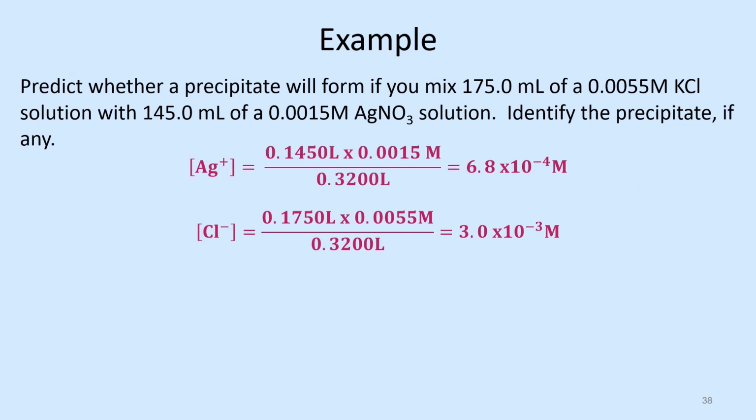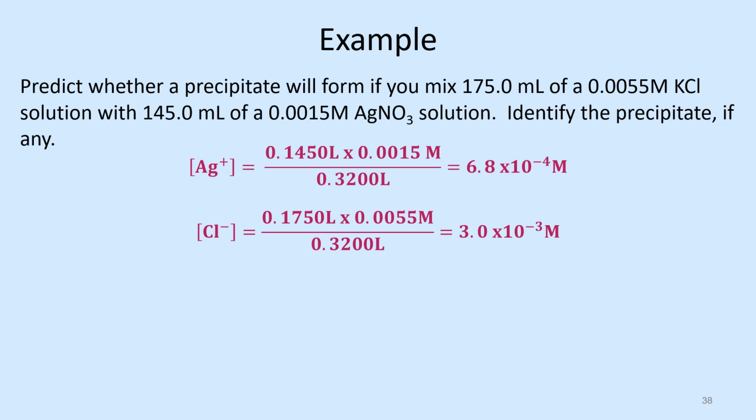So the silver concentration, then, we take the volume of the silver nitrate times the molarity. That will give us moles. And then if we divide by the new volume, which is the sum of the 175 milliliters plus the 145 milliliters, we'll now have 320 milliliters of our final solution. So take the volume of the silver times the concentration of the silver nitrate divided by the total solution, and we get 6.8 times 10 to the minus 4 molar.